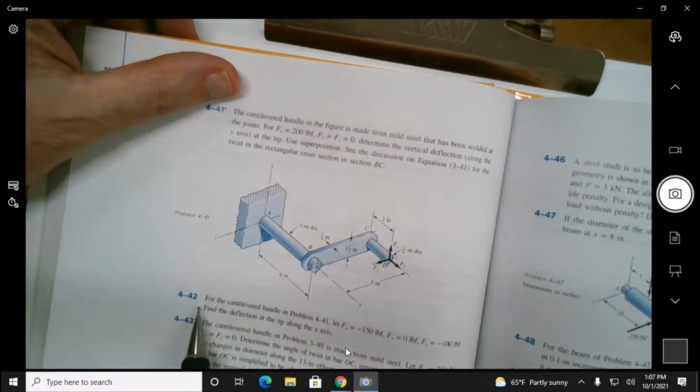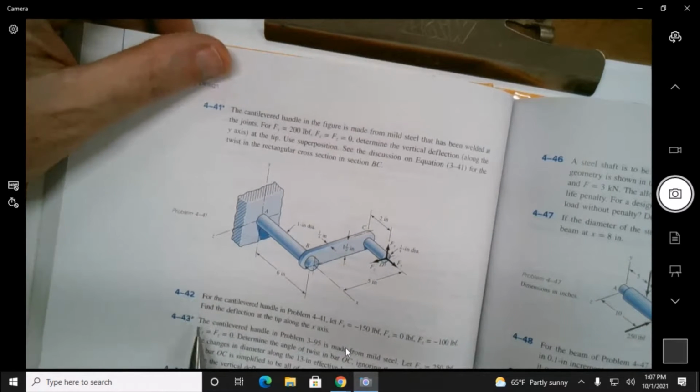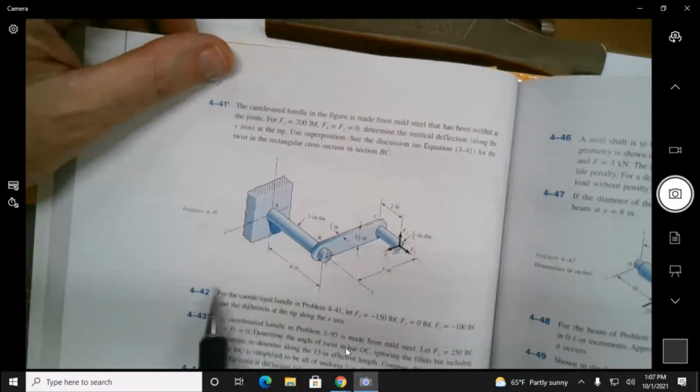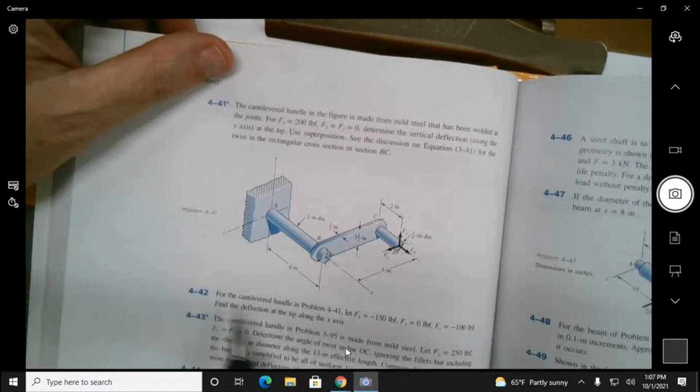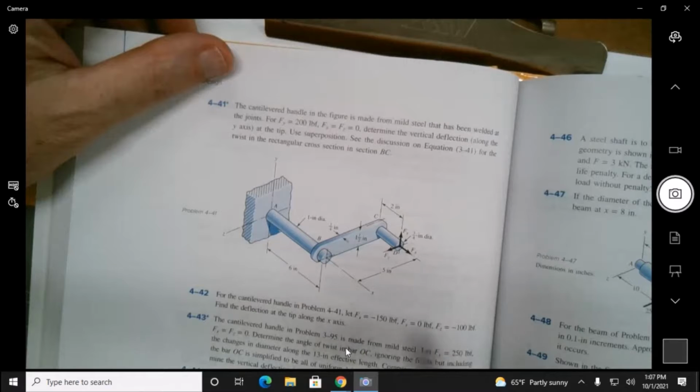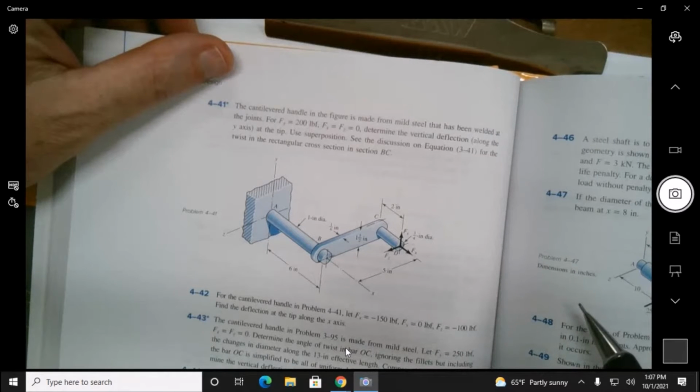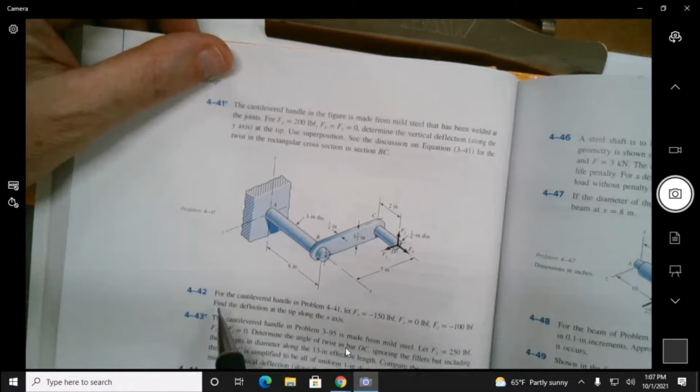Yeah, here you go. They did this one right here at 442. This could be a really long problem, though, by the way. We do all 3 axes with forces in all 3 axes. So you have to do a deflection for each one? Yes. Each force?